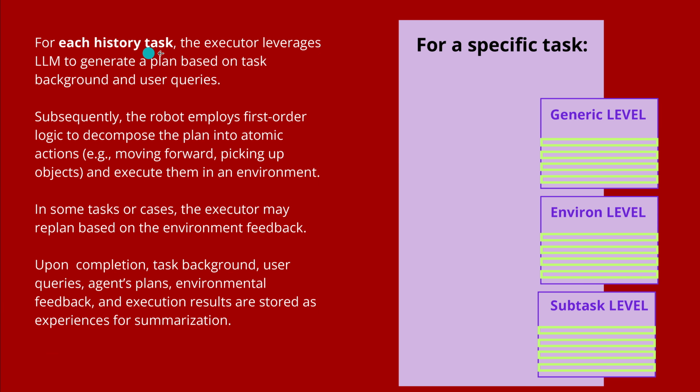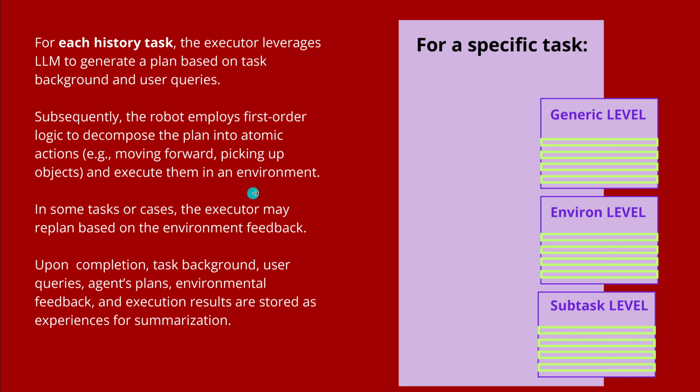So for each history task, the executor leverages the LLM to generate a plan based on the specific task background and the specific user queries. So either we can look back in the past, or in my example, I just typed this in here for my little strawberry. And then subsequently, the robot employs first order logic to decompose the plan into atomic actions like move forward, pick up something, and then execute them in this particular environment.